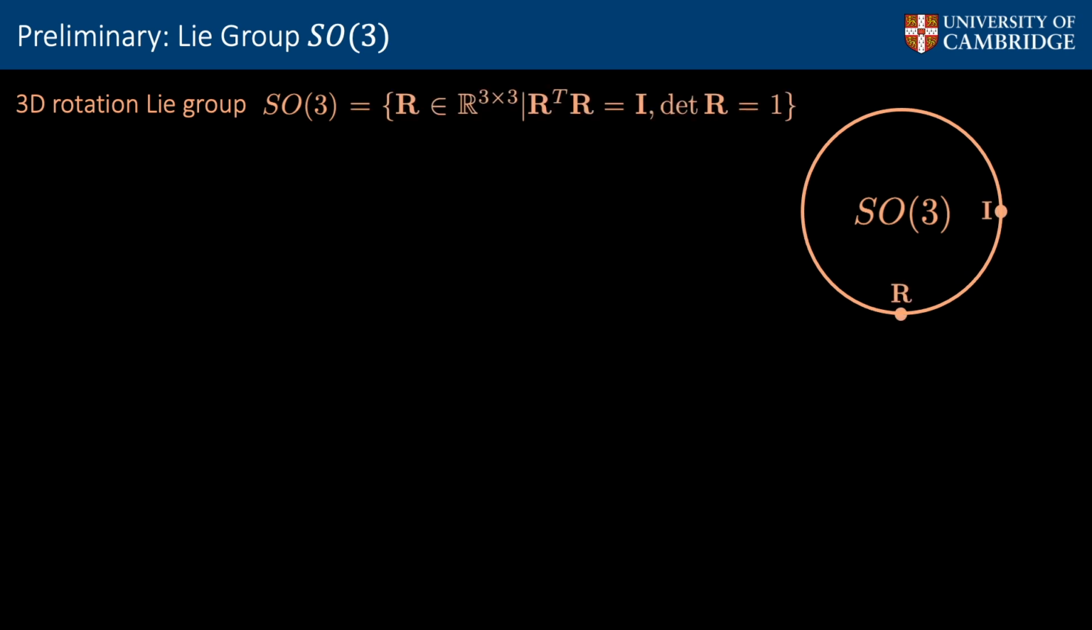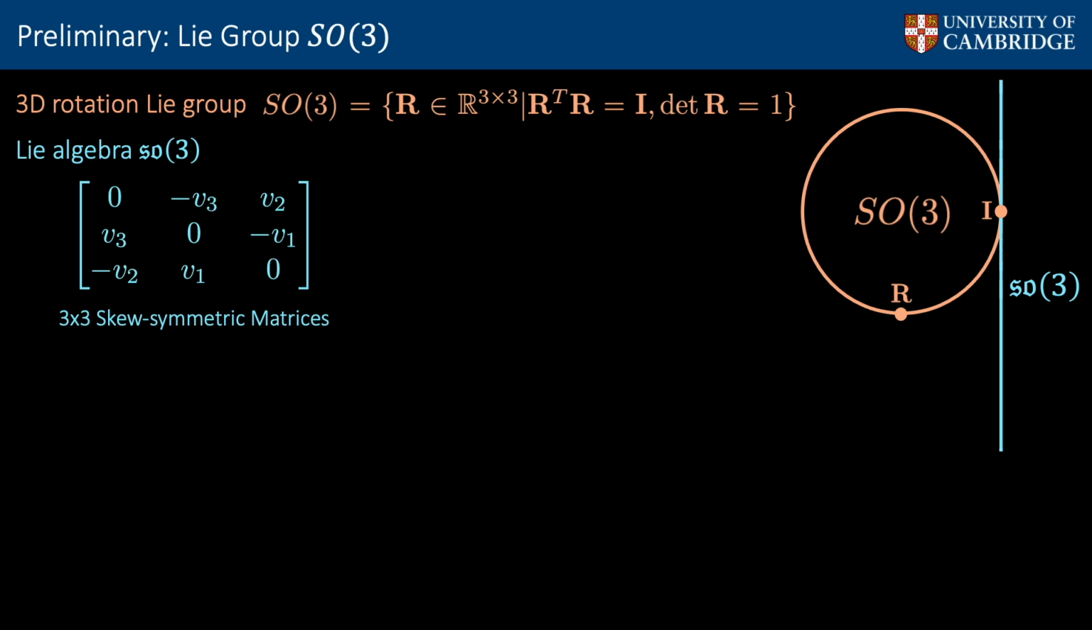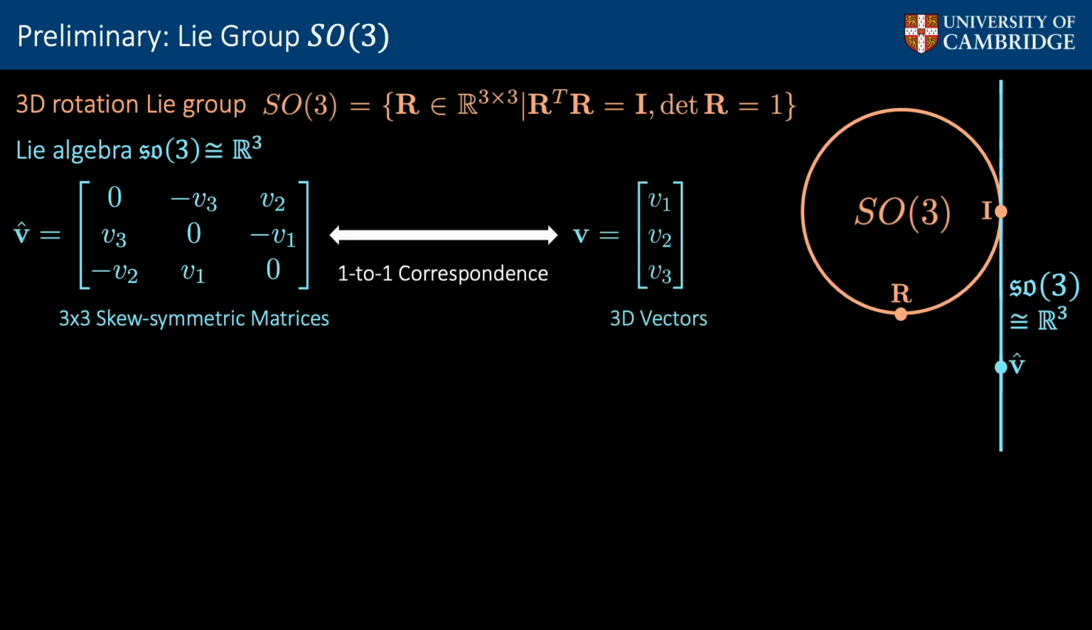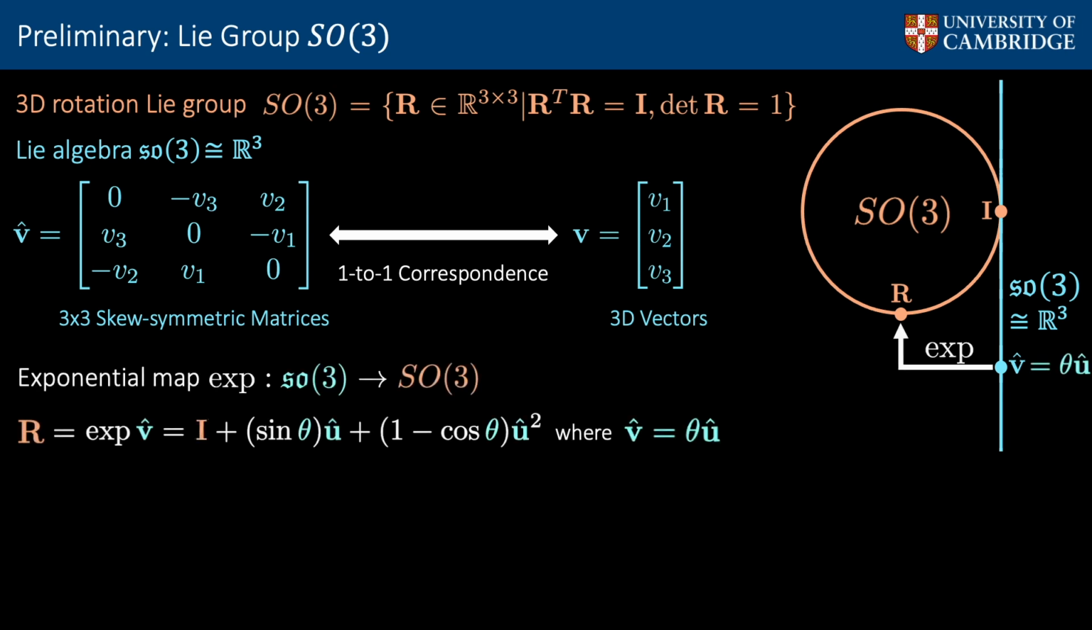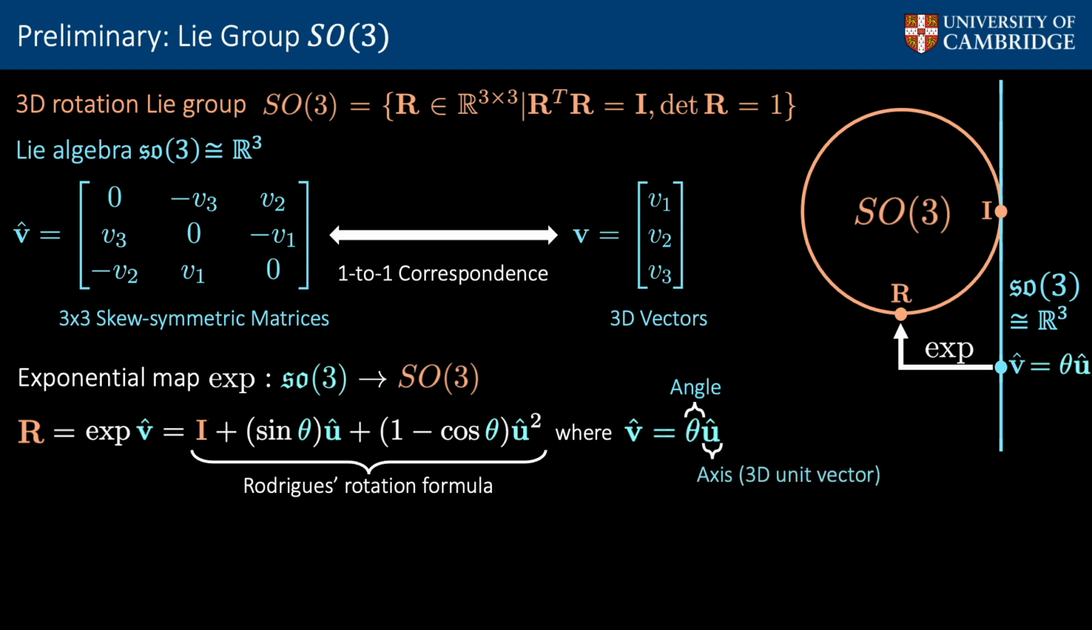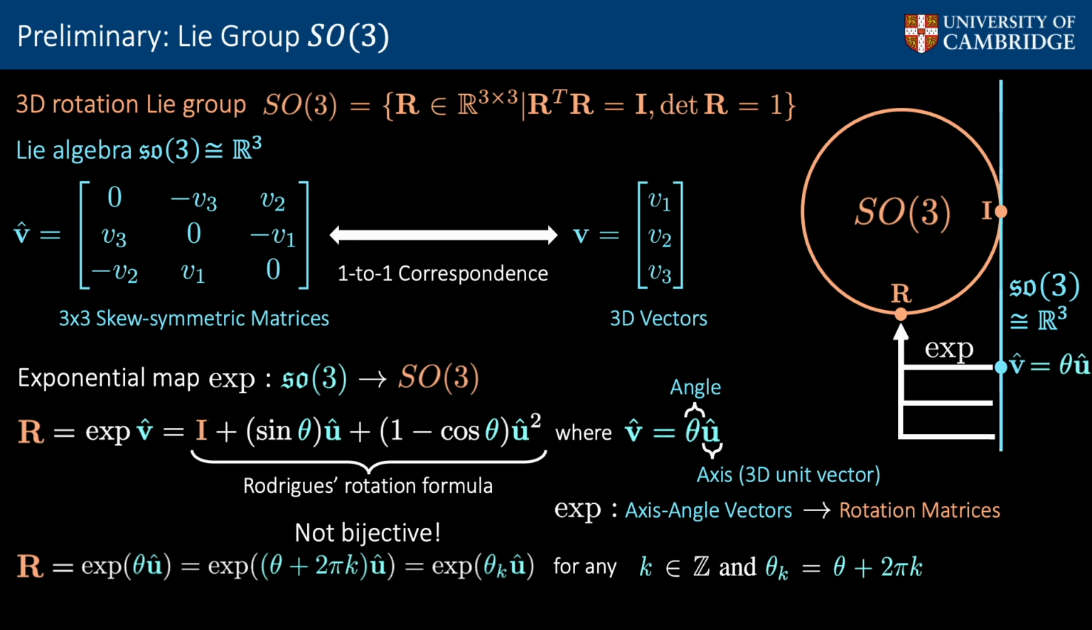SO3 is the Lie group of 3D rotations. The corresponding Lie algebra consists of skew-symmetric matrices, which have a one-to-one correspondence with 3D Euclidean vectors. The exponential map from Lie theory transforms a skew-symmetric matrix to a rotation matrix, and is given by the Rodrigues rotation formula. The skew-symmetric matrix can be decomposed into a scalar angle of rotation and a unit vector axis. Thus, the exponential map links axis-angle vectors to rotation matrices. Note that multiple axis-angle vectors can map to the same 3D rotation.